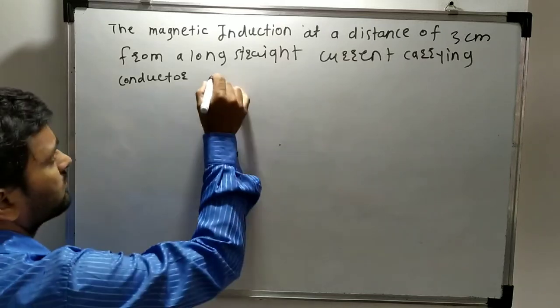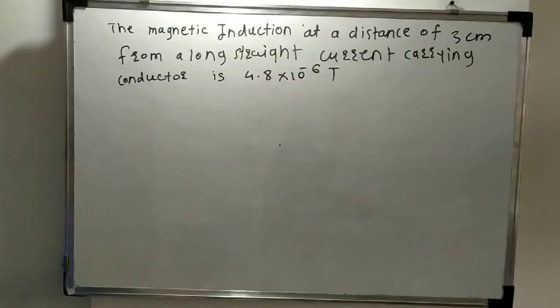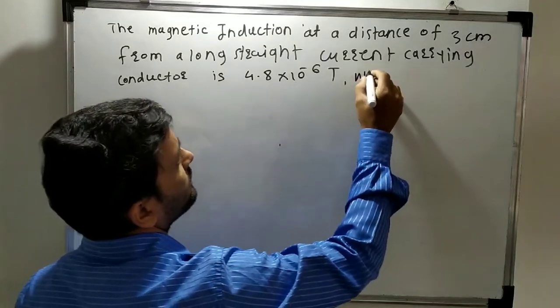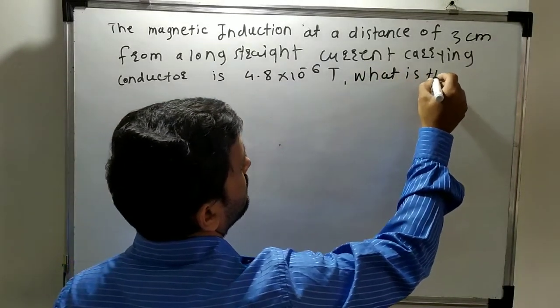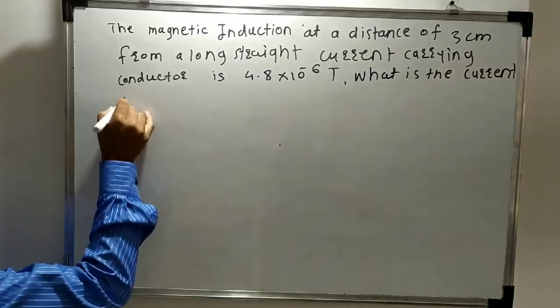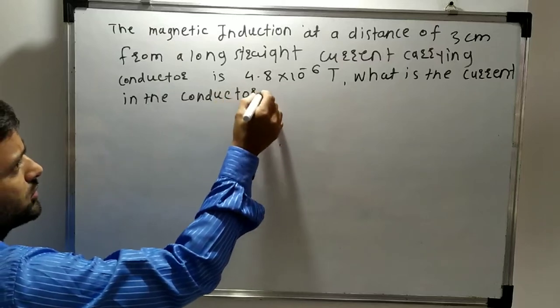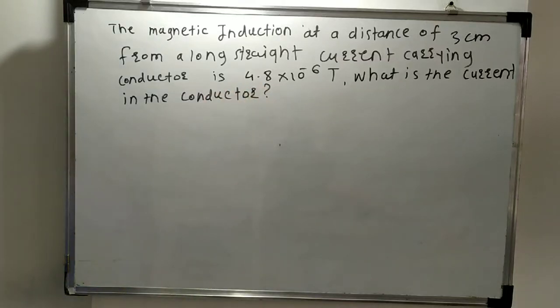is 4.8 into 10 raised to minus 6 Tesla. The value of the magnetic field is given. What is the value of current flowing through the conductor? What is the current in the conductor? In the same manner, whatever we solved in the previous numerical, we are going to use the same method. But what are we to determine here? We are not going to determine the value of magnetic induction, the topic is changed.